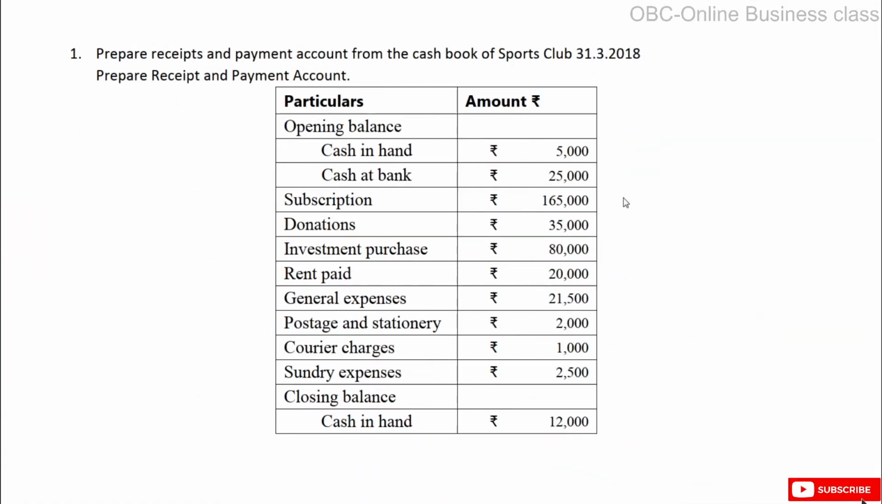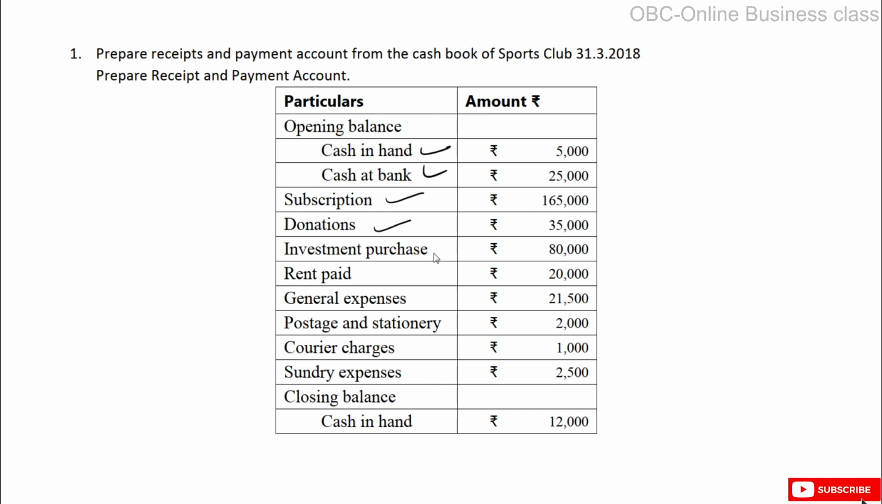Okay, without wasting time, let's start the problem. This is the problem. First we'll analyze the problem. They're given opening balance. Opening balance is nothing but balance brought down. They're given in two ways, that is cash in hand, cash at bank. Next is subscription, that's an income. Donation is an income. Investment purchase is an expense because they purchased the investment.